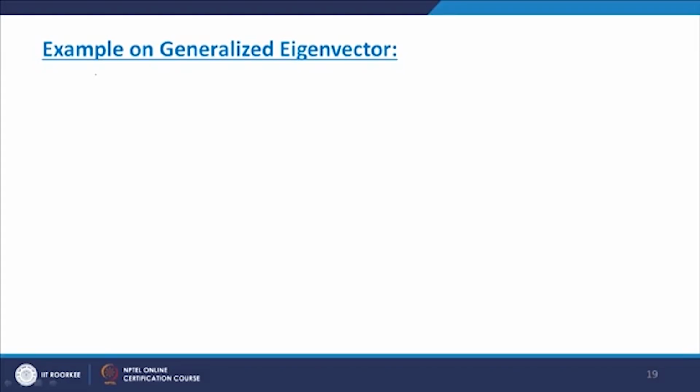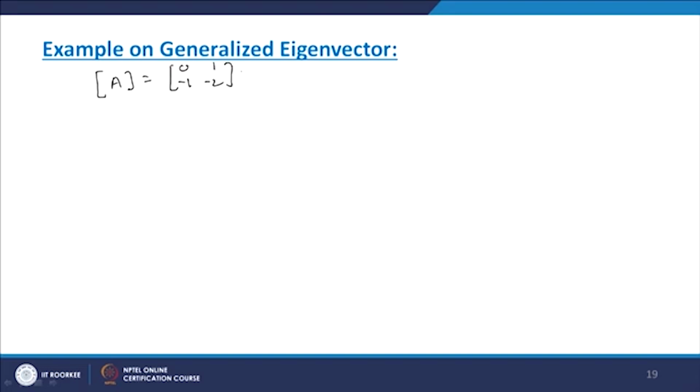Now here we observe that the eigenvalues are distinct, but it may be possible that sometimes the eigenvalues are repeated. In that case, how to calculate the eigenvector? Now we start solving the example on generalized eigenvector. So I have written a matrix A equal to 0, 1, minus 1, minus 2.